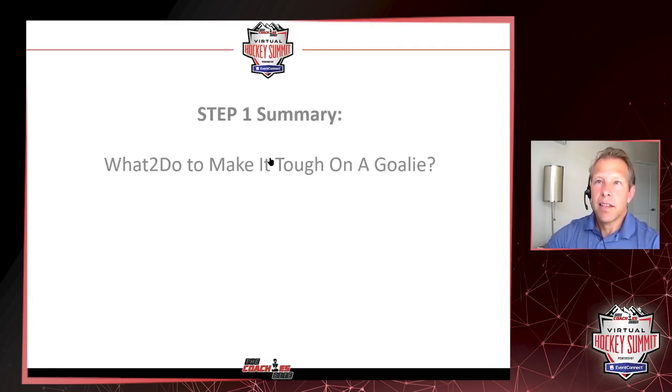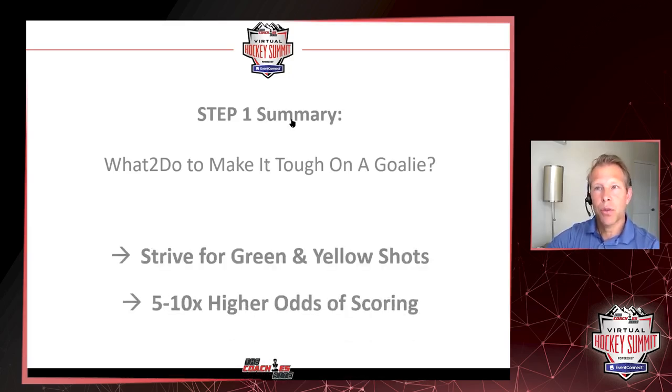So to summarize this, what can we do in order to make it tough on a goalie? And that is strive to shoot green and yellow shots, because that increases your chances of scoring 5 to 10 times versus shooting red shots.